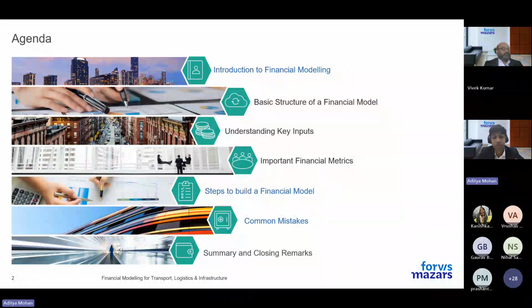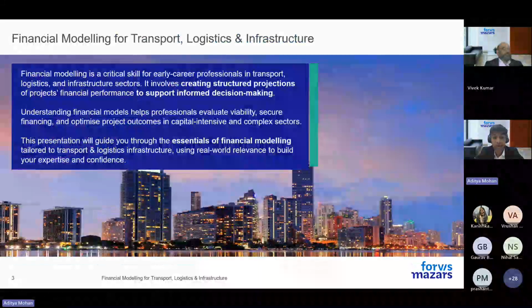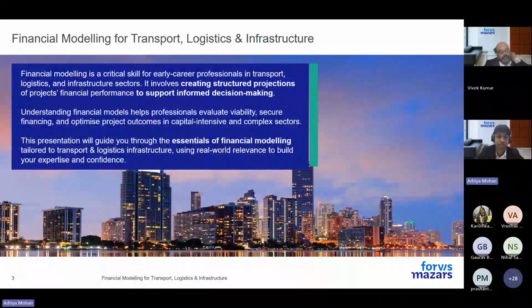After that, I'll walk you through the steps to actually building a model. Then we'll look at the common mistakes people make and best practices. Finally, we'll touch upon advanced ideas like sensitivity analysis, PPP funding, and more. I'd encourage you to jot down your questions and then we can take them at the end.